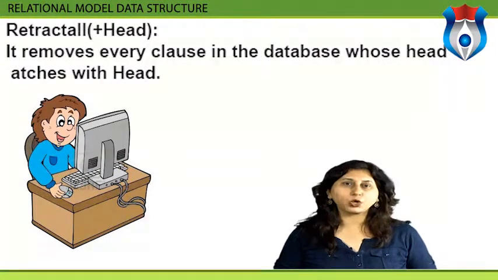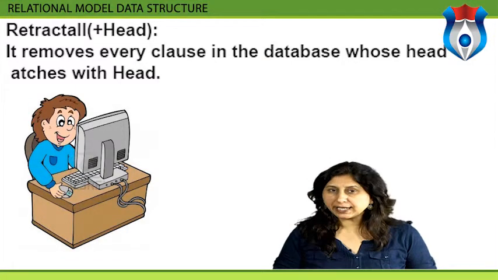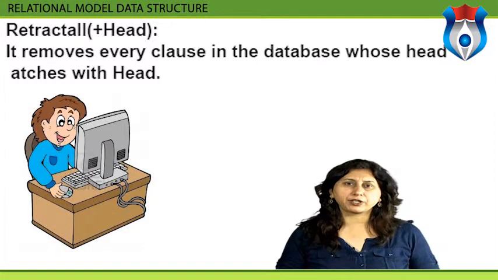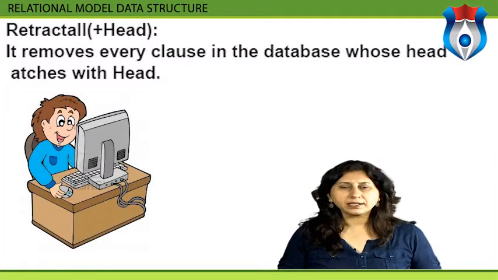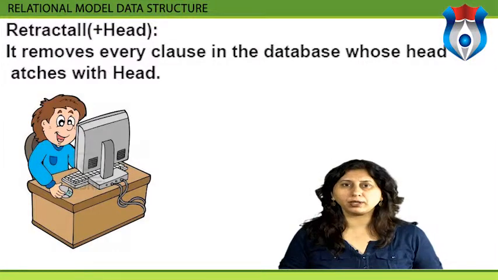It removes every clause in the database whose head matches with head. The predicate whose clauses have been retracted retains the dynamic property. Predicate retractall/1 is determinate and always succeeds. The term head is not further instantiated by this call.